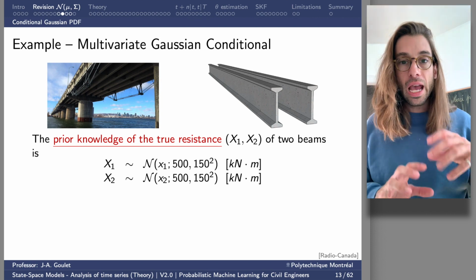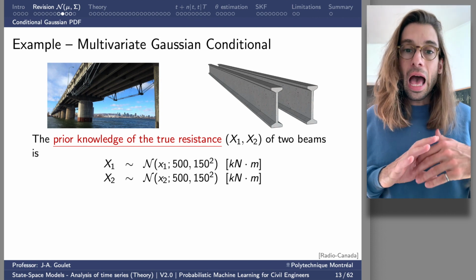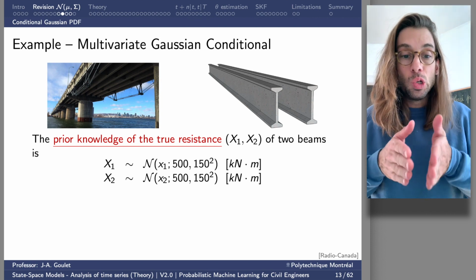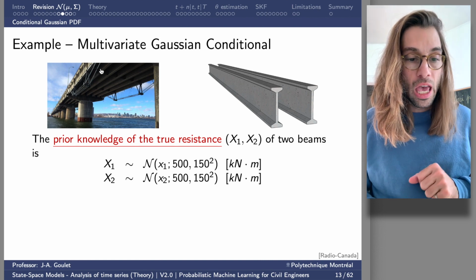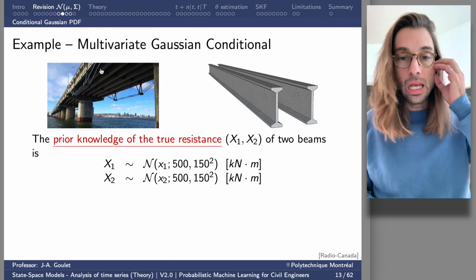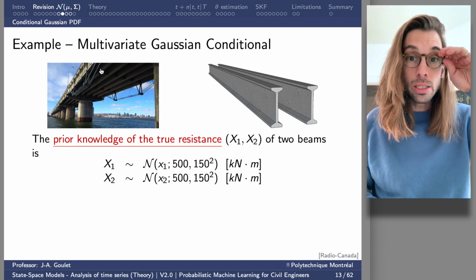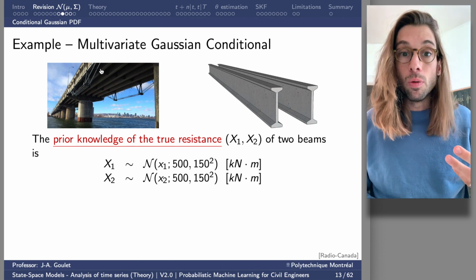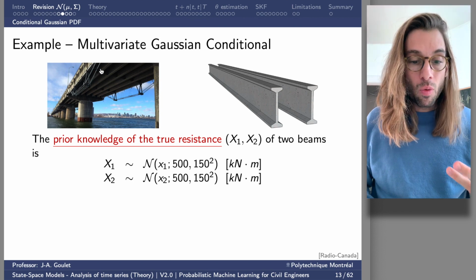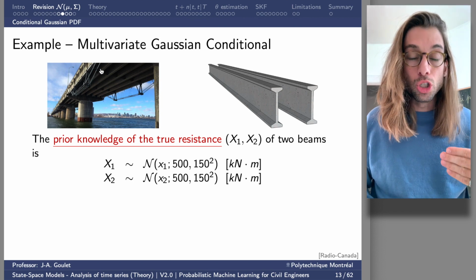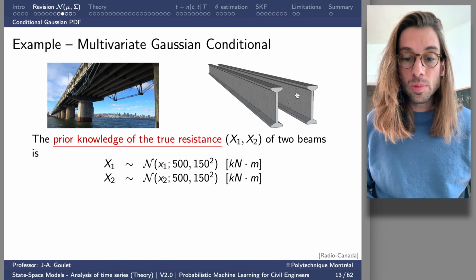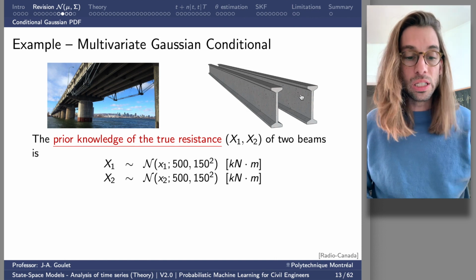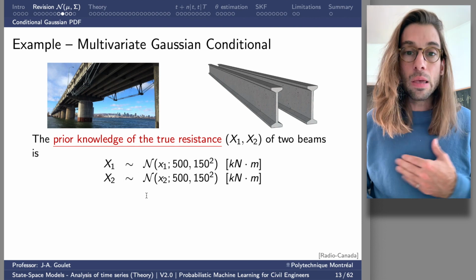So let's see once again the example we saw about how we can update our knowledge about two adjacent beams. Here we have a span which is made of several beams, and we know that these beams are made in the same factory using the same process by the same people. So in that case, we have some prior knowledge about the true resistance of the two beams. These two beams are side by side, made by the same people in the same factory, so I know that they have the same prior knowledge.